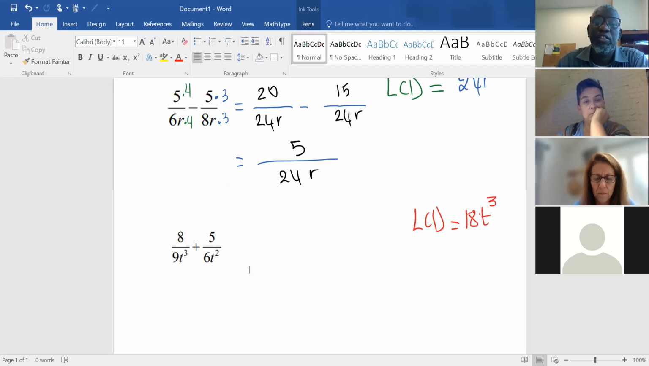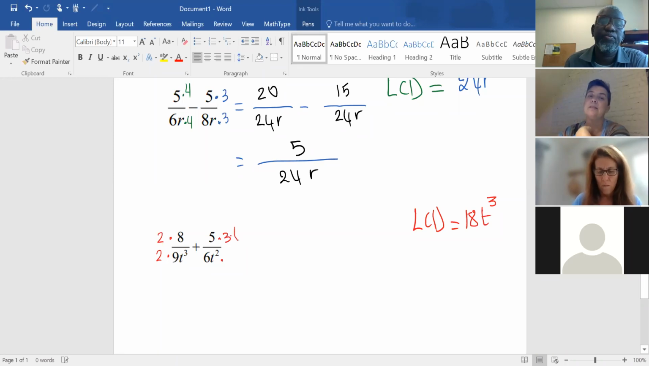So now the first one, it needs to be multiplied by how much? At the top, at the bottom? 2. Only 2. Thank you. And the second one needs to be multiplied by how much? 3. 3 what? 3t, right? 3t.